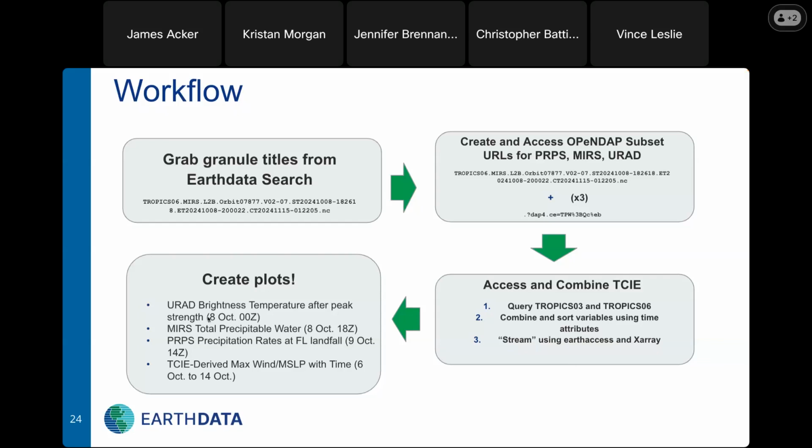So we're going to demonstrate the URAD brightness temperature just after Hurricane Milton hit peak strength, around 0Z on October 8th. For MIRS, we will be showing total precipitable water to just show the amount of moisture that Milton carried as it headed towards the Florida coast. And then we're going to be showing our PRPS precipitation rates, which are in millimeters per hour, around the time of Florida landfall. Again, this is the same plot that you saw earlier shown by Kristen.